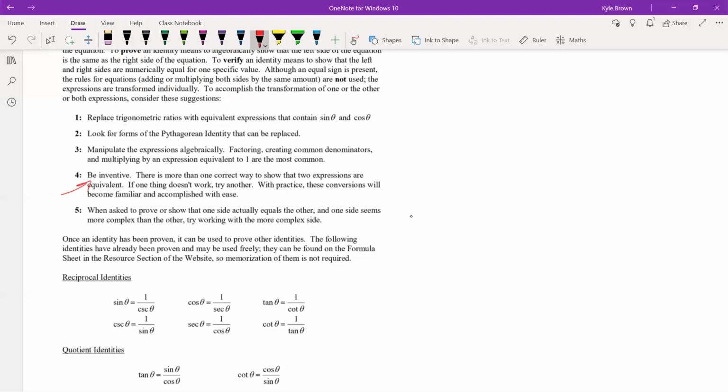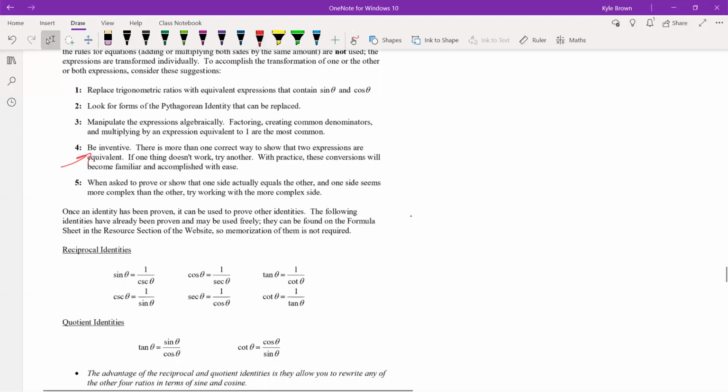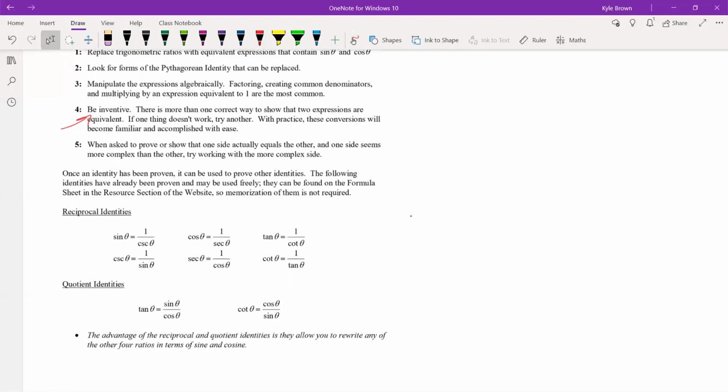There's more than one way to do this. And when asked to prove or show that one side is equal to the other, what we should do is work with the more complex side and try to get it to match the less complex side. Some of that might not have made much sense, but I'll show you when we get a little lower what we mean.